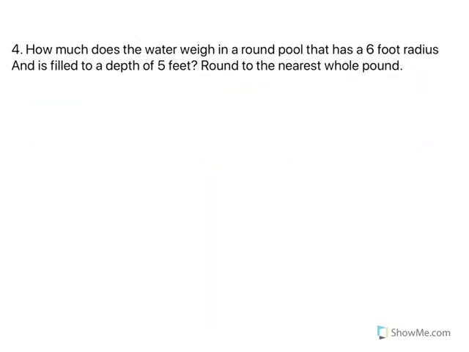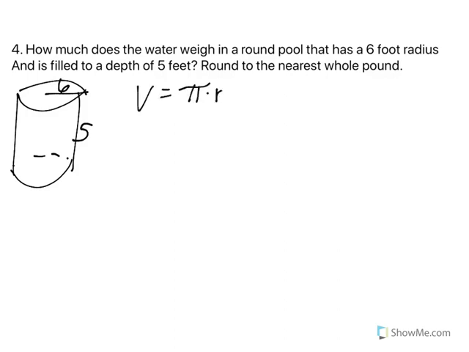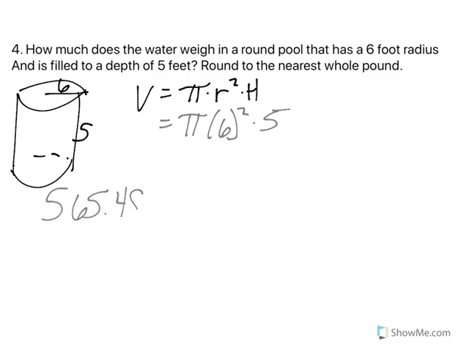And the last one, how much does the water weigh in a round pool that has a 6-foot radius and is filled to a depth of 5 feet? Round to the nearest whole pound. Okay, so here's my pool. It's got a 6-foot radius and it's 5 feet deep. So I know that the volume is pi times the radius squared times the height. Everything's in feet, so we're okay here. I'm going to use the pi button. My radius is 6. I have to square that, times 5. So my volume is approximately 565.4866776 cubic feet.